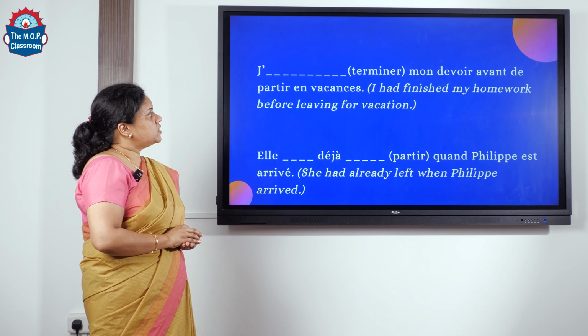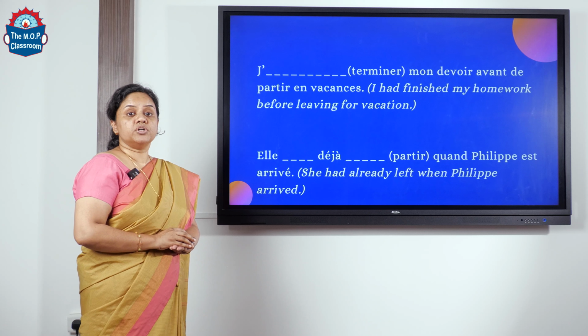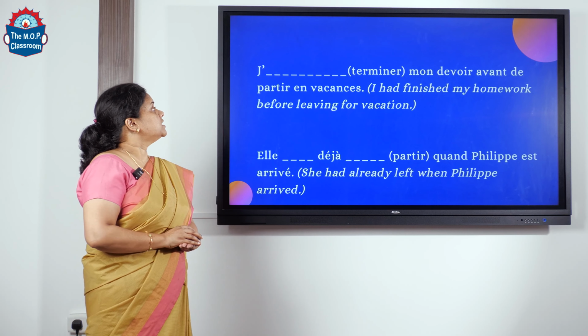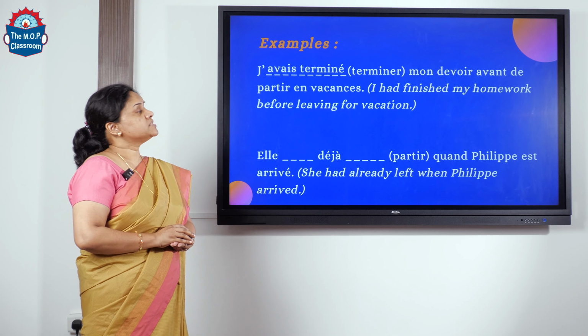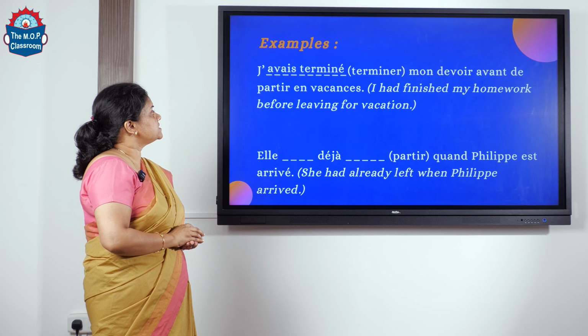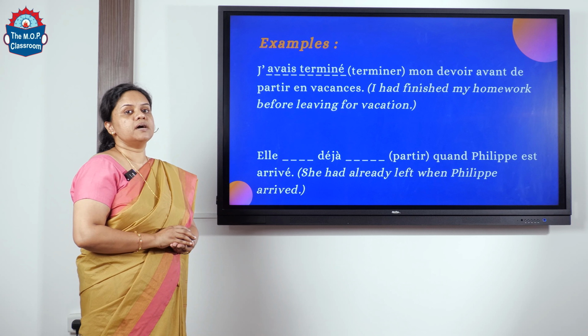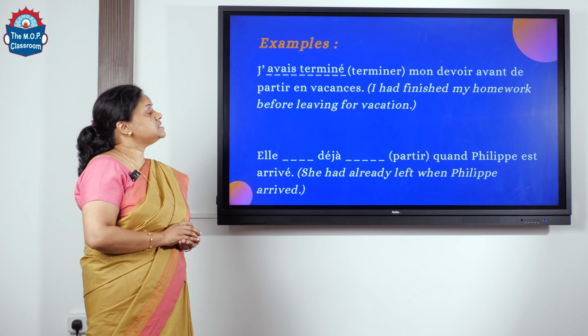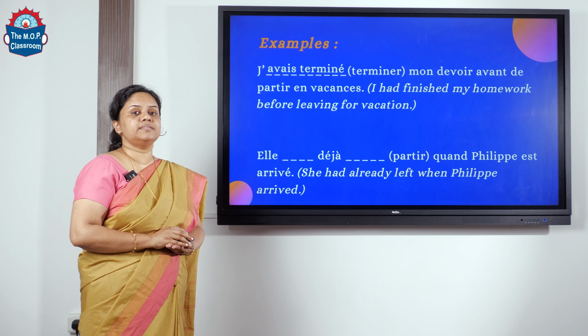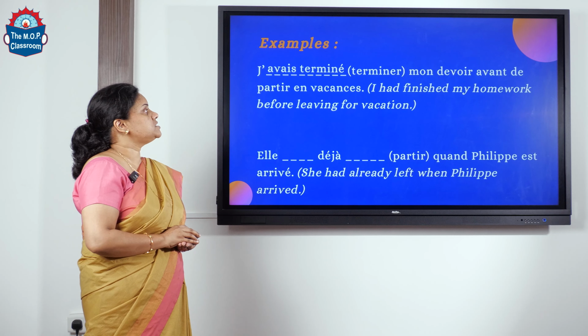So the verb terminer, as we know, is a verb conjugated with avoir. So the answer will be j'avais terminé. So the first verb, that is the auxiliary verb, is in imparfait, and the second part is the participe passé. J'avais terminé. I had finished my work.